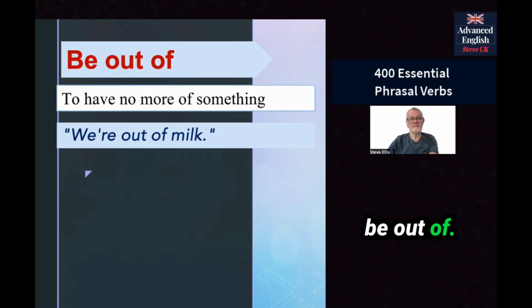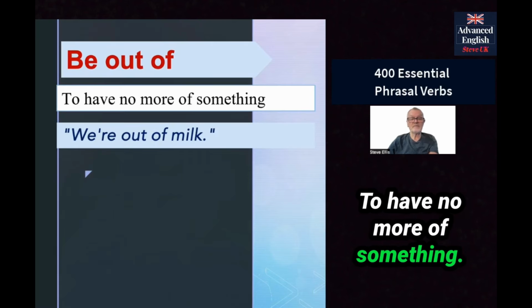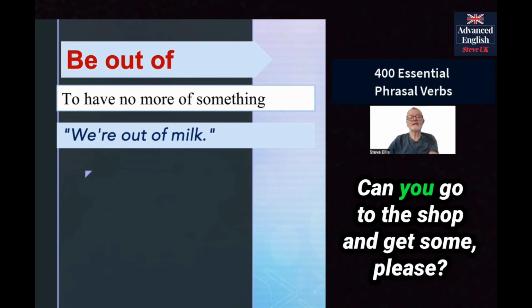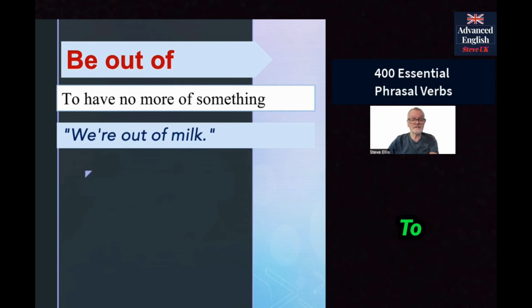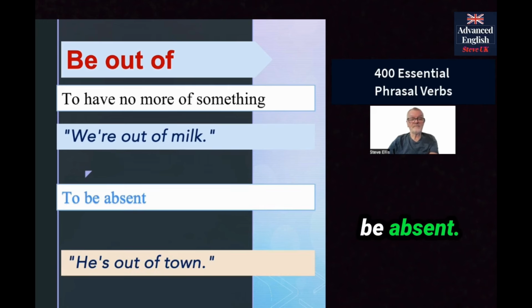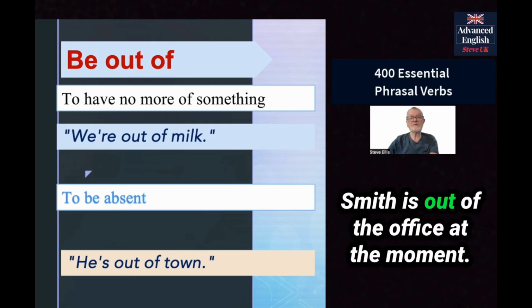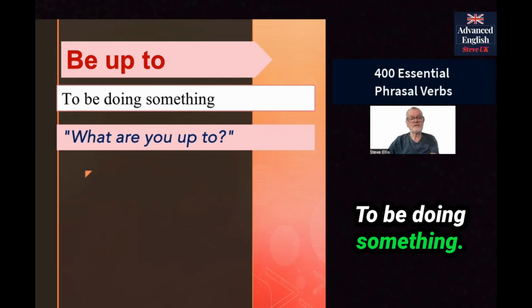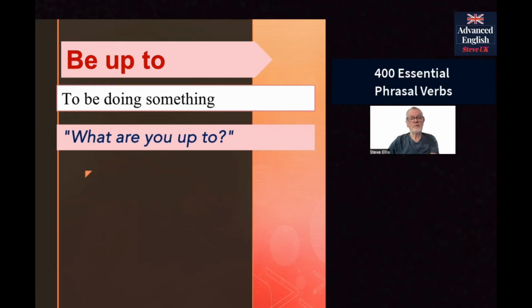Be out of. To have no more of something. We're out of milk. Can you go to the shop and get some, please? Be absent. He's out of town. Oh, I'm sorry, Mr. Smith is out of the office at the moment. Be up to, be doing something. What are you up to?